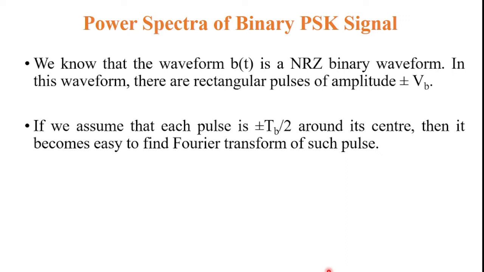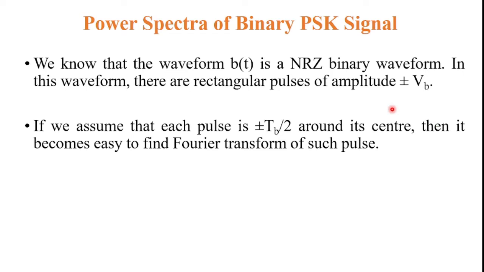So we know that the waveform b(t) is a non-return-to-zero binary waveform. b(t) is plus 1 and minus 1 when binary symbol 1 is transmitted and binary symbol 0 is transmitted. So b(t) equal to plus or minus 1 means it is a non-return-to-zero binary waveform. In this waveform, there are rectangular pulses: a positive rectangular pulse for plus 1 and a negative rectangular pulse for minus 1. These rectangular pulse amplitudes are plus or minus Vb.